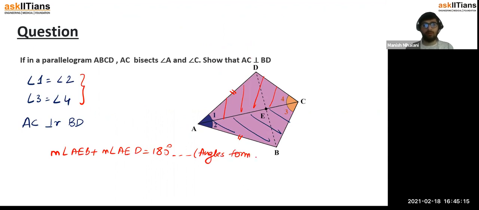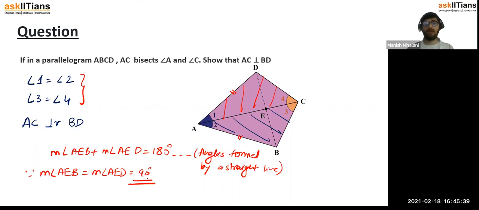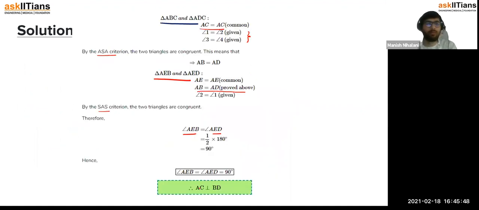because angles formed by a straight line add up to 180, right? And we just now said that measure angle AEB is equal to measure angle AED using CPCT, right? So now if these two angles are equal, therefore each one of them has to be 90 degrees. And if they are 90 degrees, we can conclude that AC is perpendicular to BD, right? AC is perpendicular to BD.